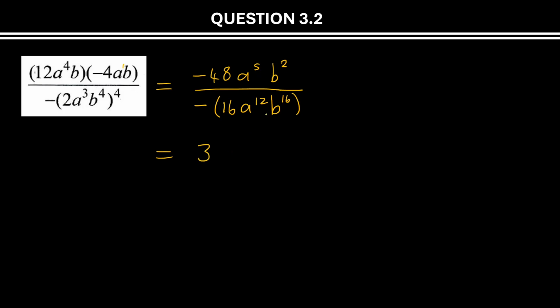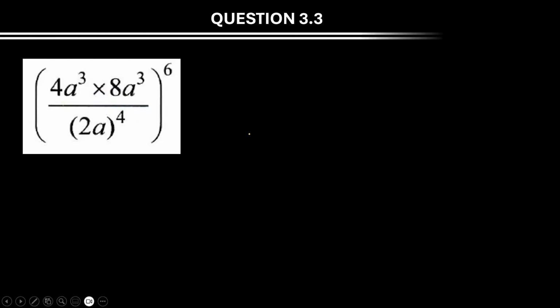And now here, both of these variables, the exponents are bigger on the bottom. So this is going to be over. Now the 5 at the top cancels with the 5 at the bottom. We're left with a to the power of 7. And then the 2 cancels with the 2 at the bottom. So this is going to be b to the power of 14. Okay, and then 3.3. Now again, let's simplify the inside first before we take the 6 in.